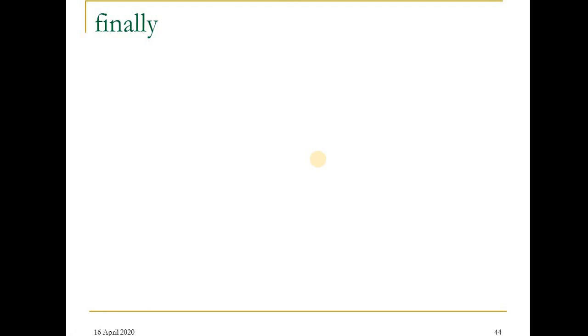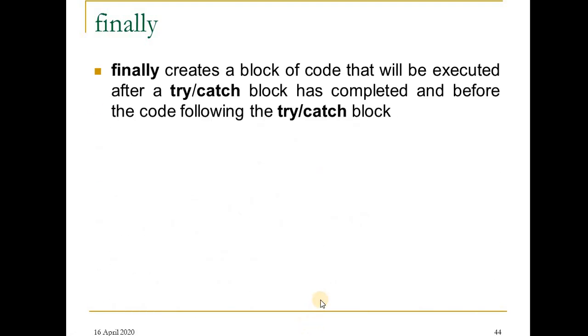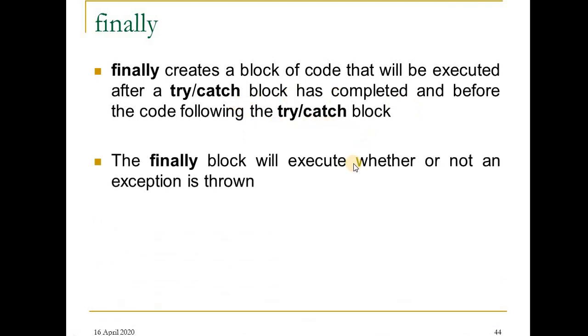Next we will see finally. Finally creates a block of code that will be executed after a try-catch block has completed and before the code following the try-catch block. So after the exception has occurred and been handled by the try-catch block, once the try-catch block completes, the finally block will be executed, before the code following the try-catch block. The finally block will execute whether or not the exception is thrown.